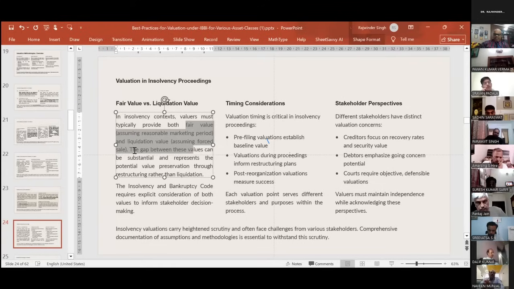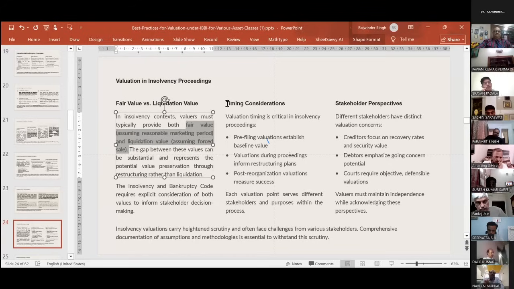The gap between these values can be substantial and represents the potential value preservation and bankruptcy classification of both value to inform stakeholder decision making.